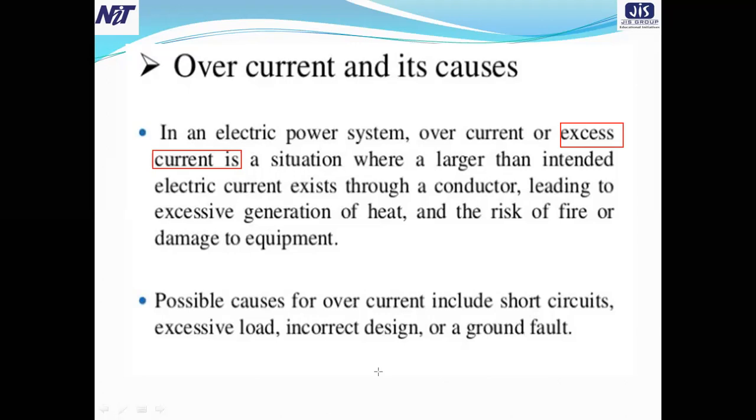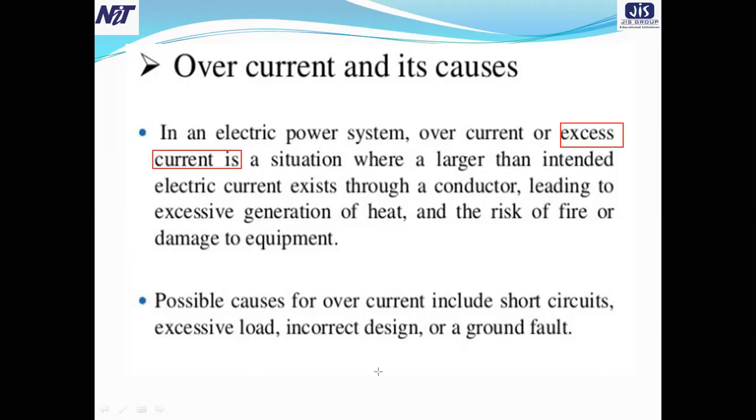The engineers need to take some precautions and use some techniques to solve the problem. Sometimes the problem may be there, but students or engineers have to use techniques so that if overcurrent is there, they can solve it. This is most important. Otherwise, the excessive heat generated by the overcurrent may risk a fire, and that may damage the equipment. Sometimes there is a huge fire and it may burn anything.